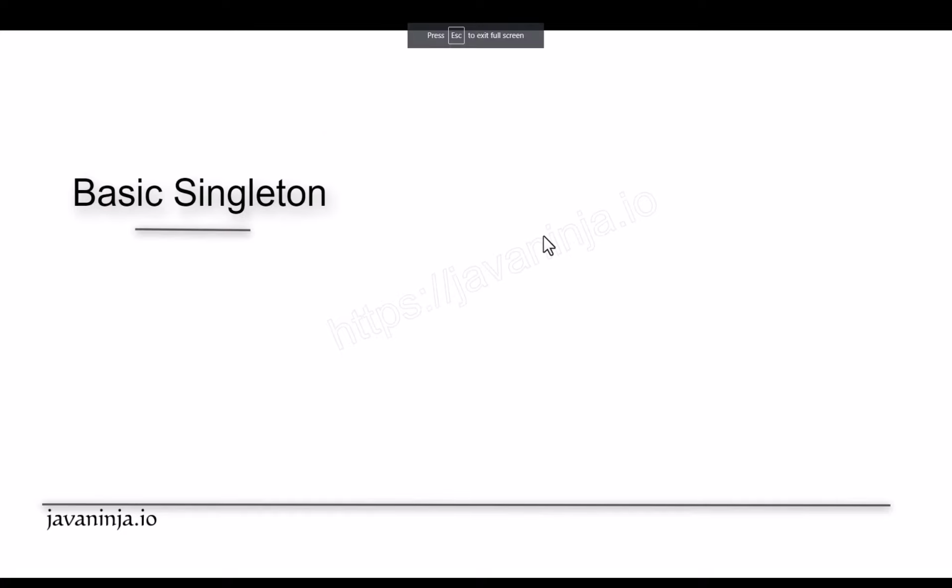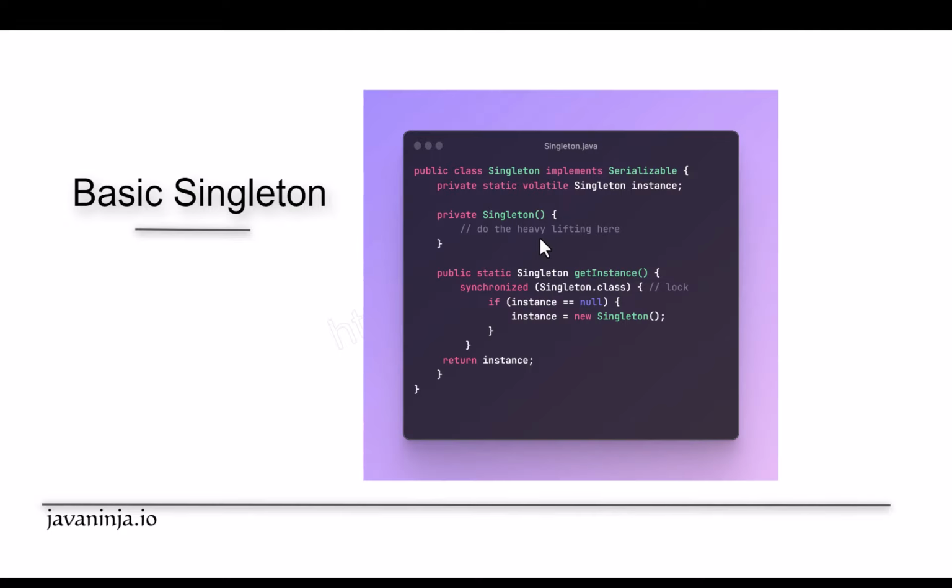Now let's see an example of a basic singleton. So this is a pretty straightforward singleton. What we are doing here is we have declared a singleton variable and we have made this private and static with volatile. Static because we want this instance variable to belong to the class and not to an object. Volatile because we want the visibility of this variable across various threads.